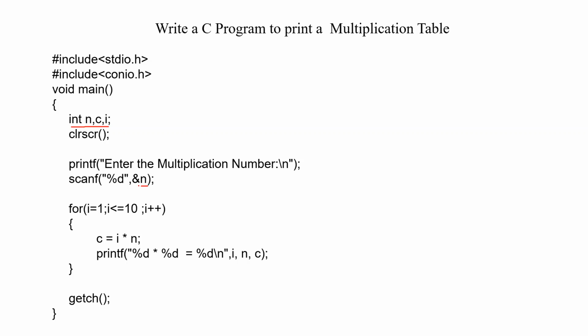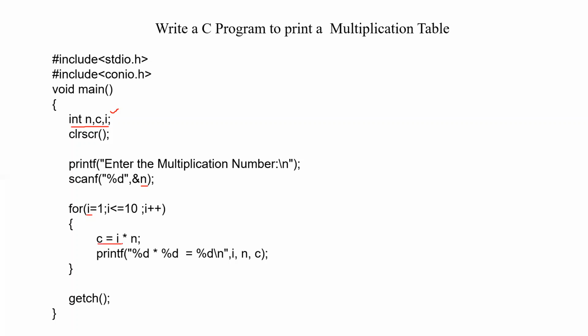Suppose I want to see the multiplication table of 5, I'll be accepting n as 5, and then we'll move on to the for loop. When I'm using the for loop, I am using a control variable i. So I am declaring it along with the other variables. I can either directly declare it here, or I can declare it in the local variable section. So here, i equal to 1 to i less than or equal to 10, i plus plus.